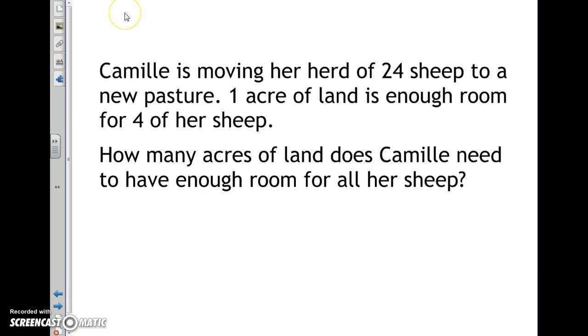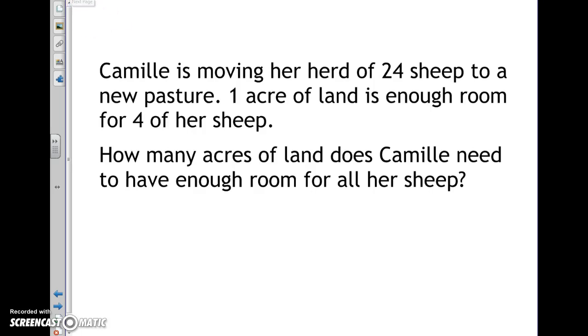Here, we're going to do 2 today. Camille is moving her herd of 24 sheep to a new pasture. 1 acre of land is enough room for 4 of her sheep. How many acres of land does Camille need to have enough room for all her sheep? Go ahead and solve for that right now. How many acres do you think she's going to need for all 24 sheep if 1 acre of land is enough for 4 of her sheep?